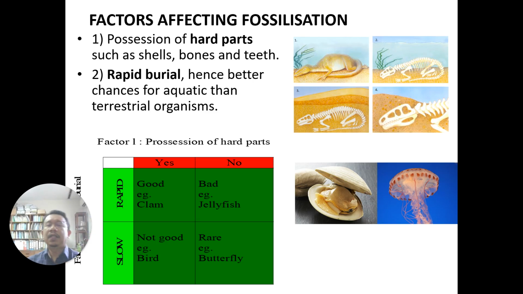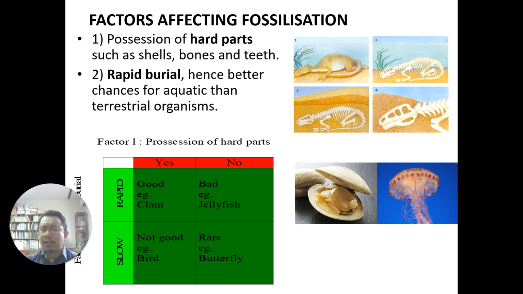Now, another factor that can affect fossilization is the rate of burial. You need to bury your carcass, the remains of your once living organism, very fast, in order to stop decay, right? You don't want to have bacteria attacking it, increasing the rate of decay. So you need to have rapid burial.